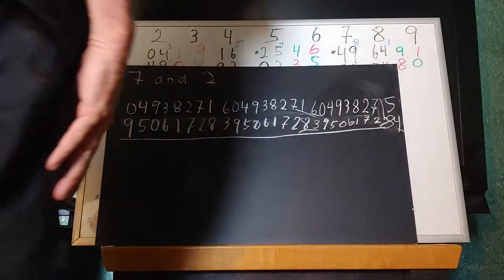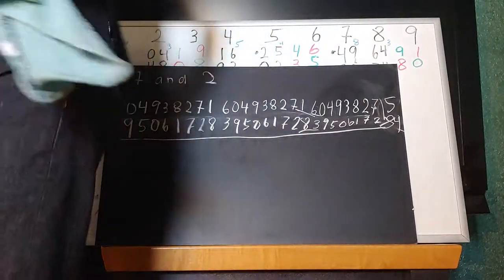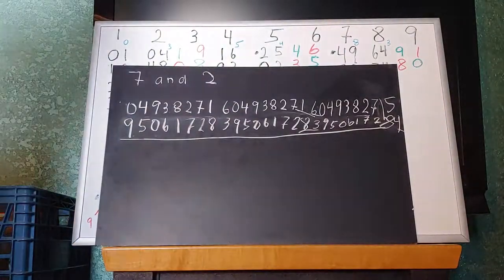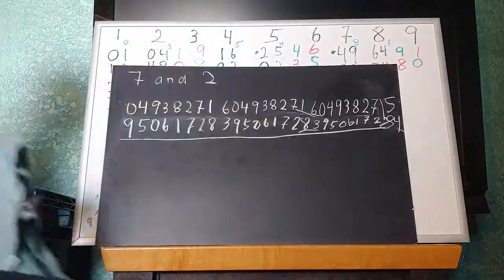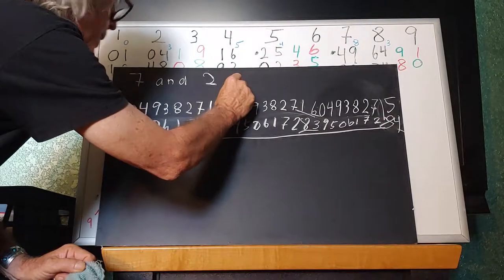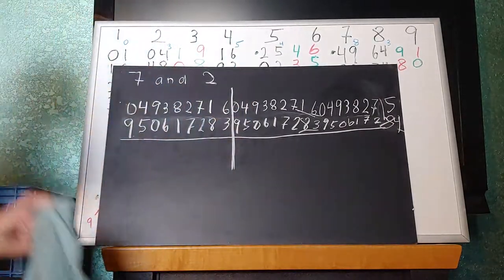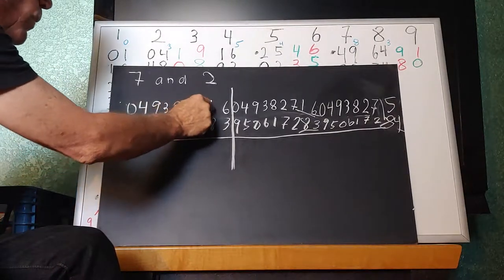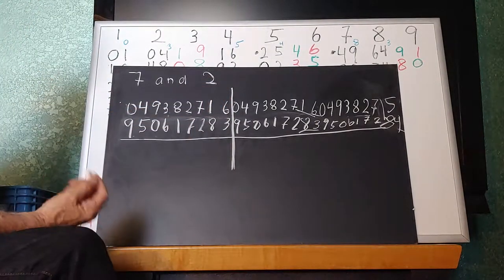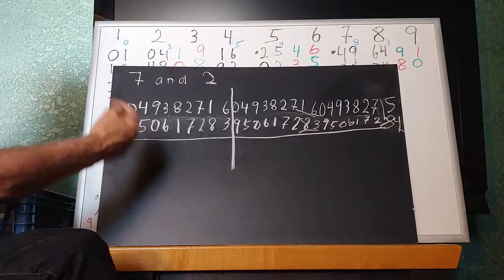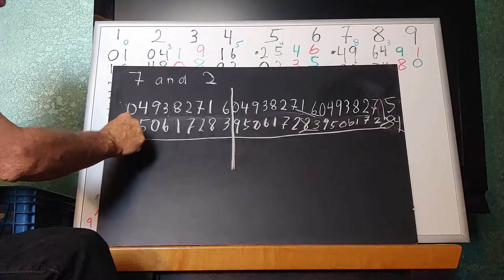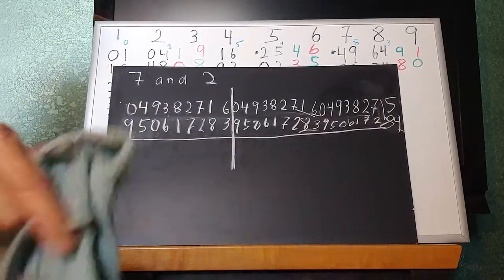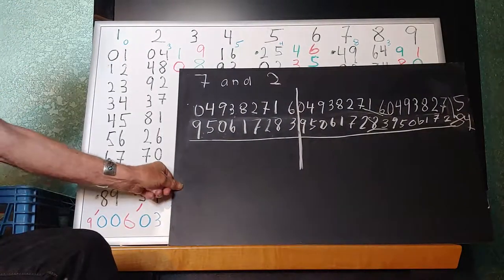Okay, if I find the chalk, where I put that down. There's some here. Okay, so here's a sequence right here. 0493827 16, that's the ending, repeating sequence for 2 on the left side. Here's the repeating sequence on the right side, 950617283. If we want to look at that, we can.